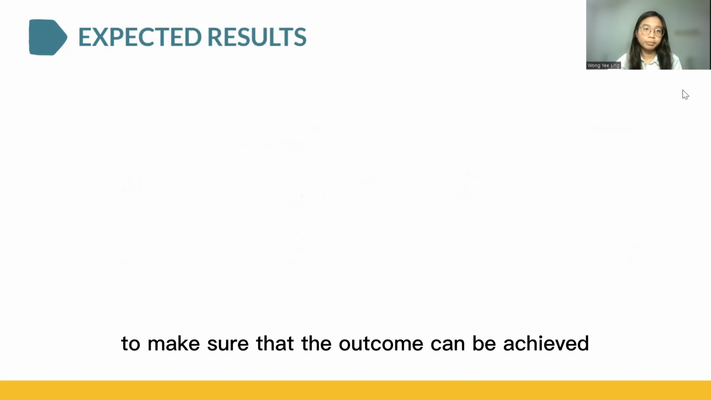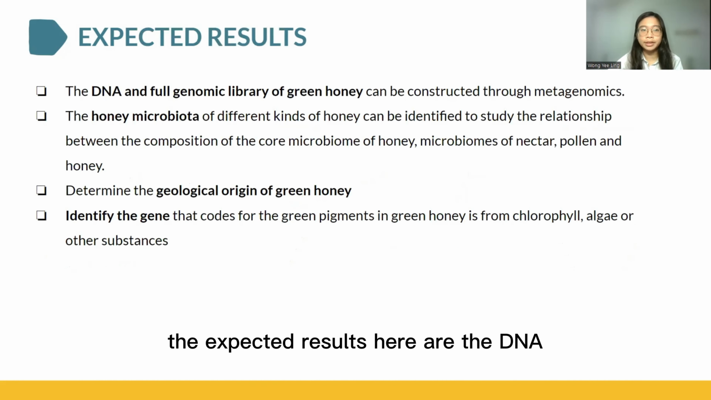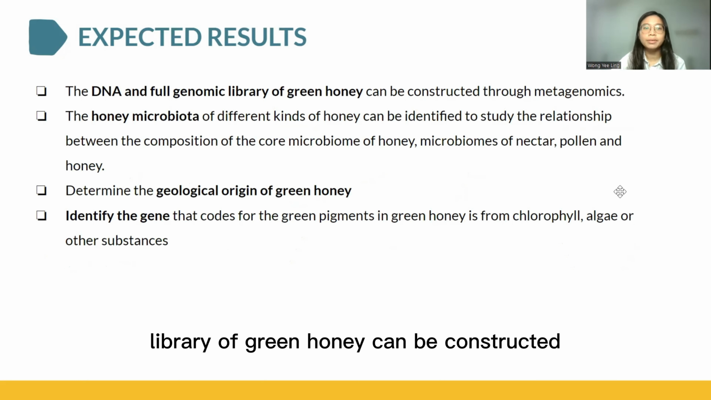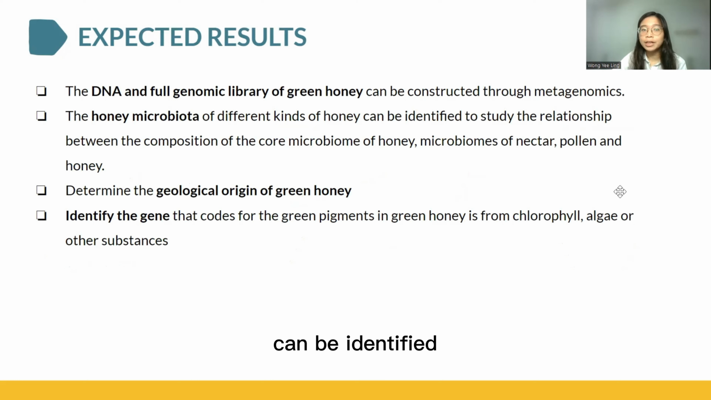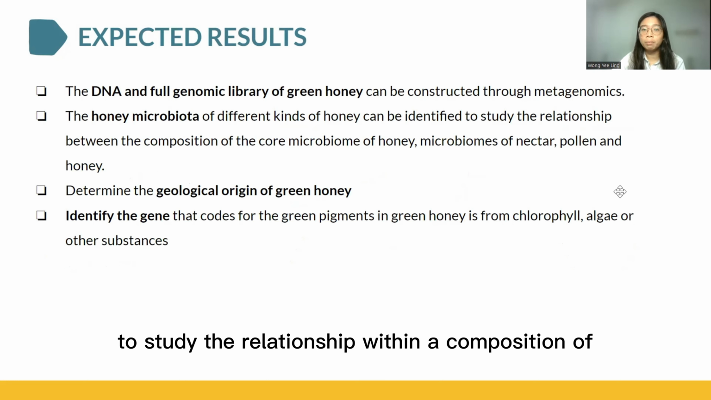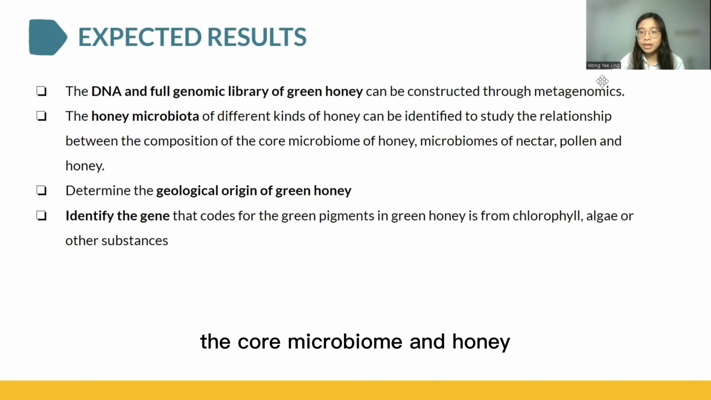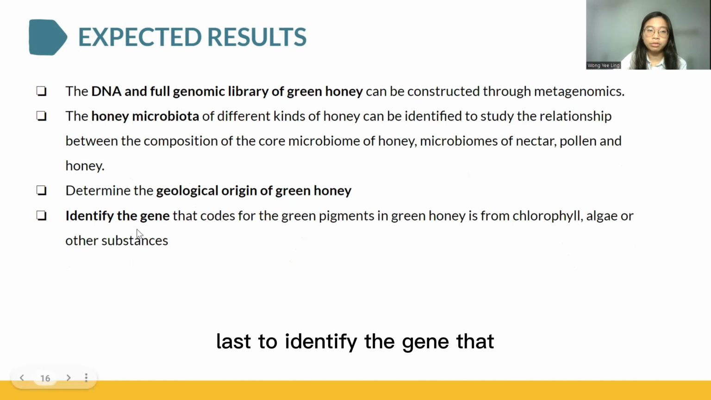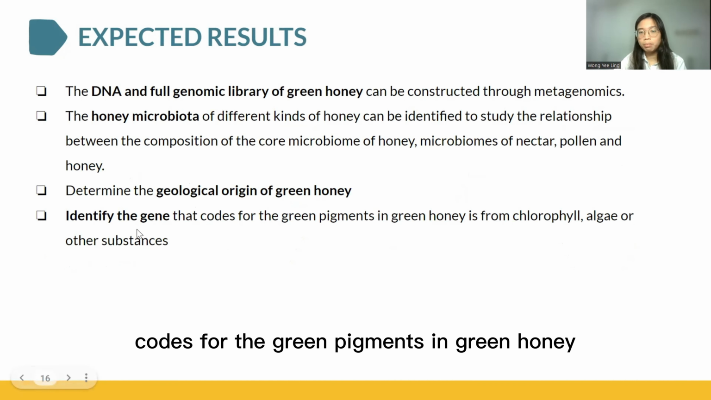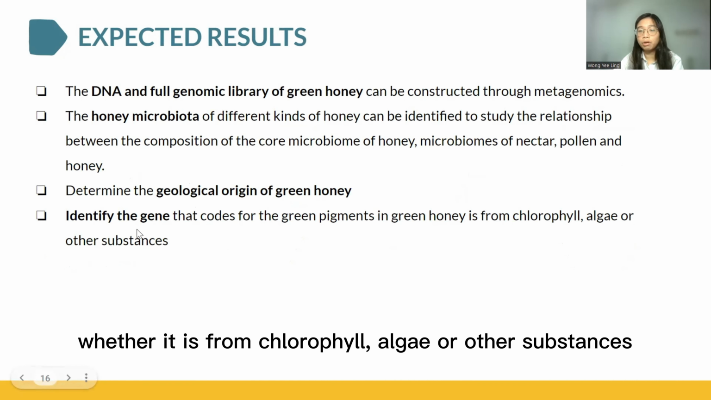The expected results here are that the DNA and the full genome library of green honey can be constructed, and the honey microbiota of different kinds of honey can be identified to study the relationship between the composition of the core microbiome of honey, the nectar, pollen, and the honeybee. Next, to determine the geographical origin of green honey. Last, to identify the gene that codes for the green pigments in green honey, whether it is from chlorophyll, algae, or other substances.